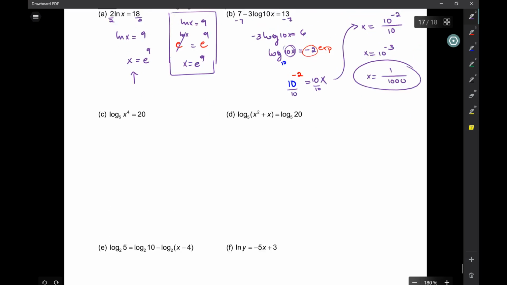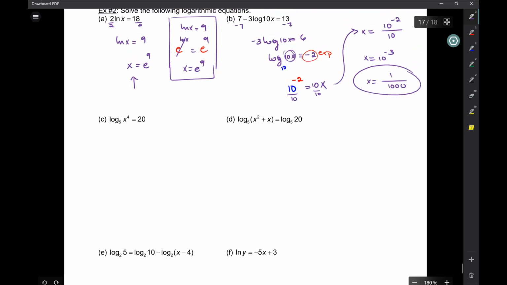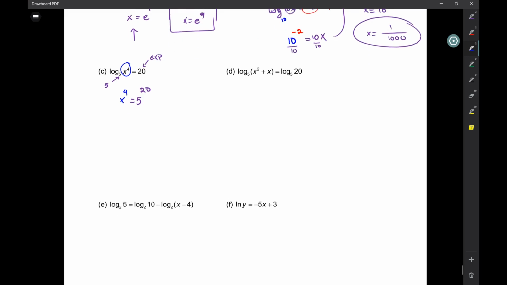This is a logarithmic equation. Where is the exponent? 20. Every exponent needs a base. Where's the base? 5. So 5 to the power of 20 must equal what? The number that you haven't used yet, x to the 4. All right? You see how quickly we build that? And then it totally relies on our understanding of what logarithms and exponents are.